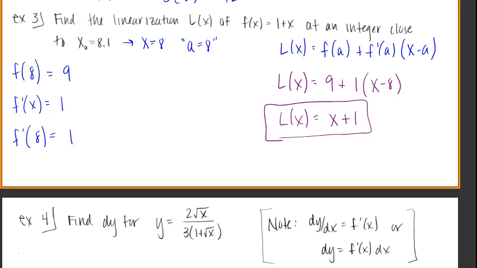Again, what we're finding is an equation for the line that is a really good estimate of what the main graph is doing specifically at the point 8. This is what the linearization is really finding for us. And by what the graph is doing, I mean specifically the shape of the graph, the slope of the graph.